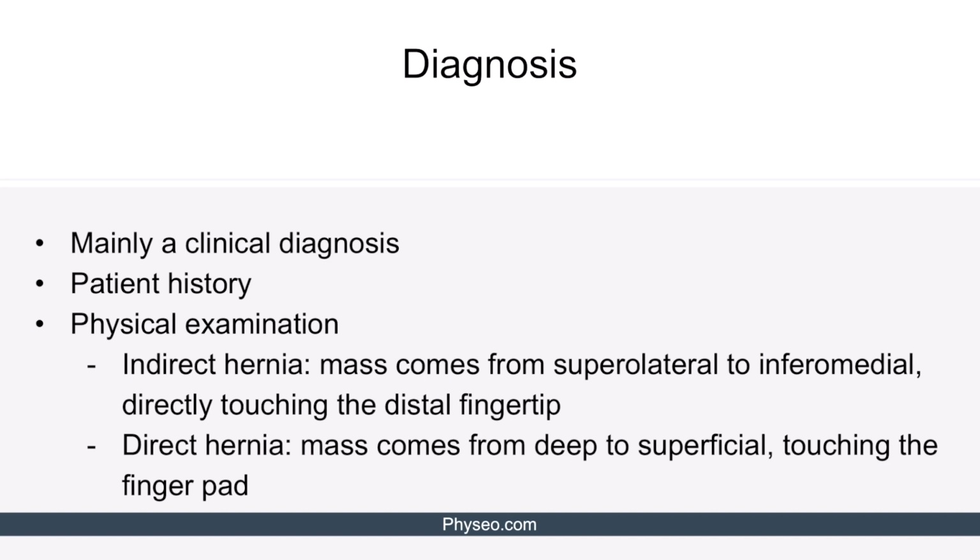Most of the workups are clinical. It is mainly diagnosed with patient's history and the physical examination. In fact, the physical examination can help us differentiate the indirect hernia from the direct one. An indirect hernia can be detected by the palpation of the groin when the mass appears coming from the superolateral to inferomedial side and touching the distal fingertip. However, a direct hernia can be diagnosed when the mass comes from the deep to superficial and touches the finger pad. This is clearly illustrated on the next slide.